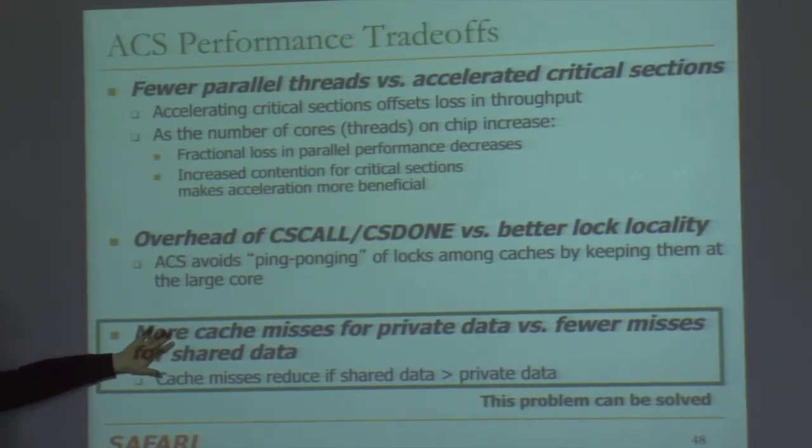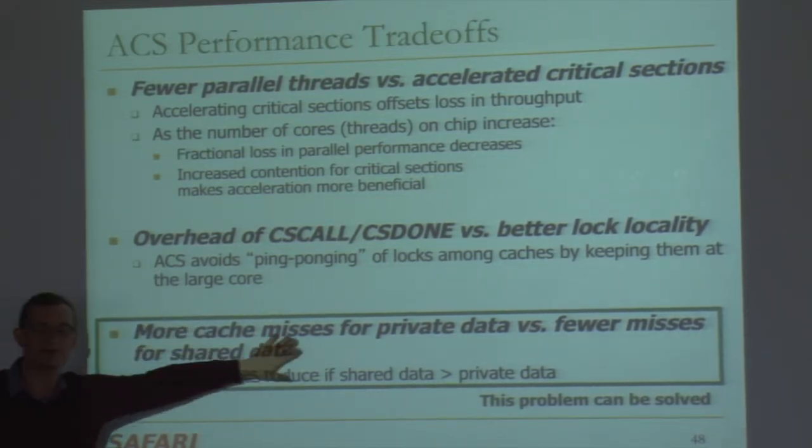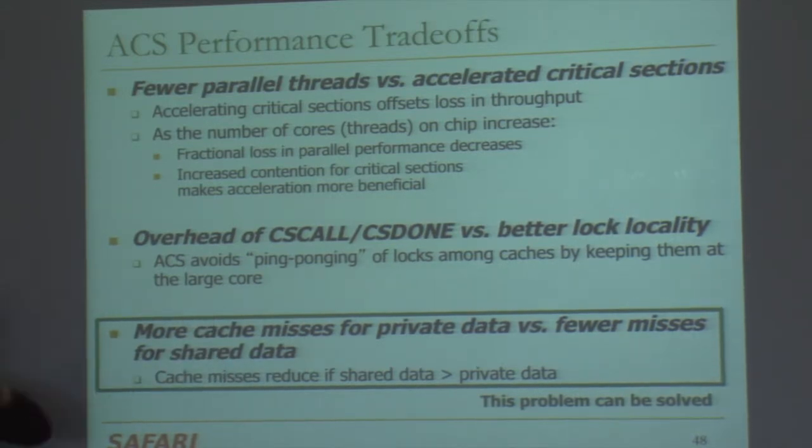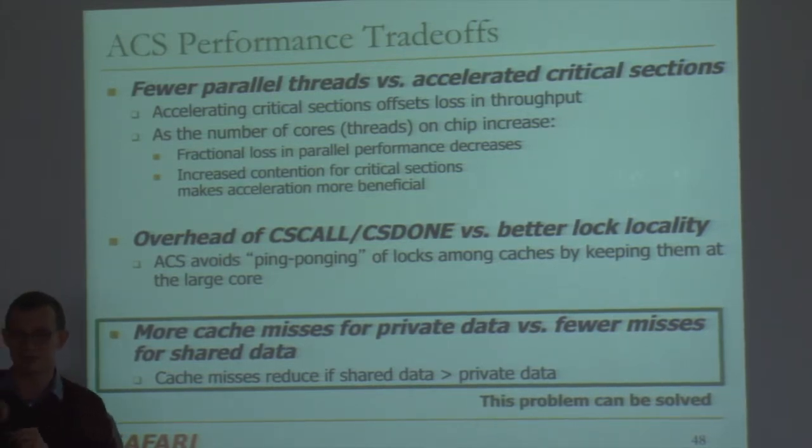Sometimes you touch a lot of private data. But this problem can be solved because private data is easier to handle. You know before the critical section what private data needs to be shipped to the large core. And in fact, you know sometimes much earlier than that. Whereas you don't usually know what shared data you're going to touch because that's dependent on the structure of the shared data, which may have been modified by some other thread, right?